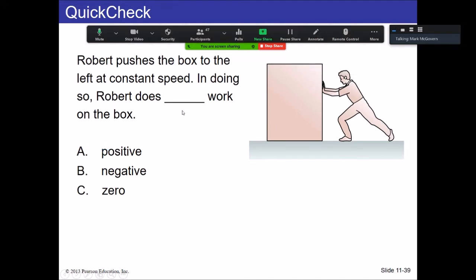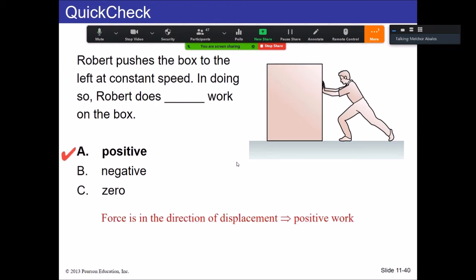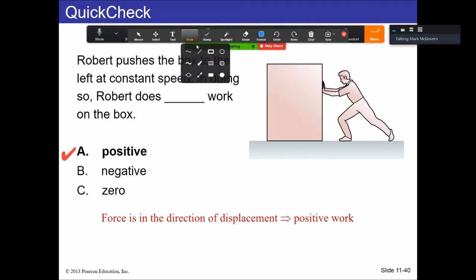Robert pushes the box to the left at a constant speed. In doing so, Robert does what kind of work on the box? It's A. Why not? It's going left. Well, guess what? Which direction is the force? Let's draw it, right? What's the direction of the force? The force is that way. Which way is this box moving? That way. That's positive work.